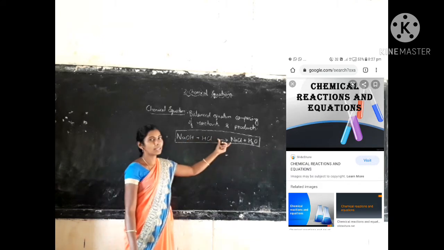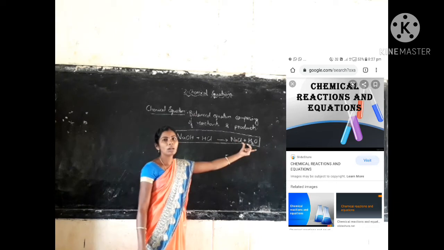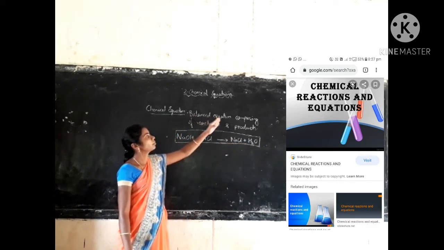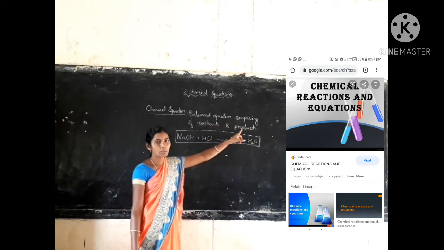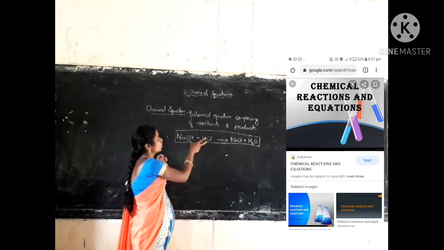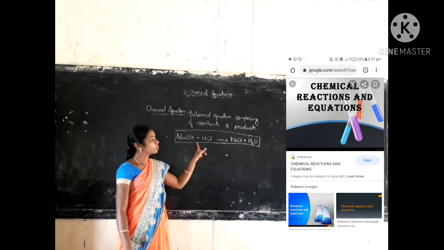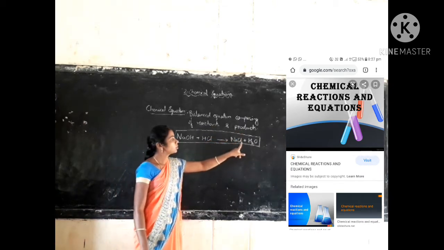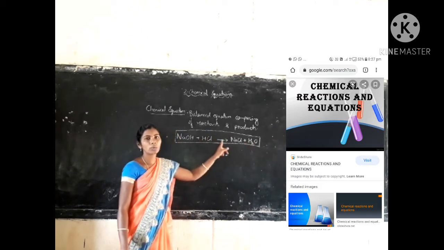And here it should be balanced. Balanced means the number of atoms on the reactant side and the number of atoms on the product side should be equal. Now, what is a reactant and what is a product? Let us understand. In this equation, the two substances which are combining are called reactants. They combine to give new products. And products means the two substances which are formed from the old substances.